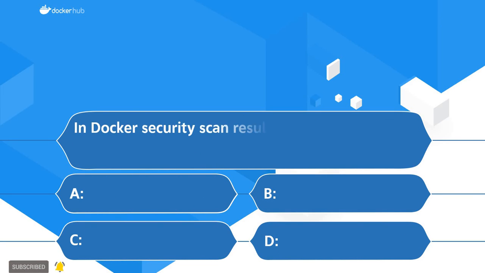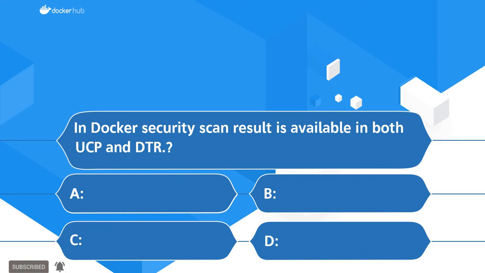In Docker Security Scan, the result is available in both UCP and DTR. A. True. B. False. Your time starts now.